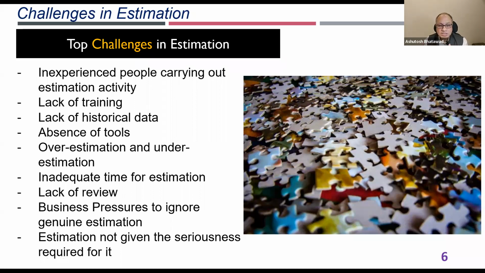Business pressure to ignore genuine estimation. What is this? We somehow want this contract. We cannot lose this contract. So I decrease my estimates, right? My delivery team might have given some estimates, but the bid team or the pre-sales team goes ahead and reduces it by 20%. You should never do that. You will keep the estimates the same.